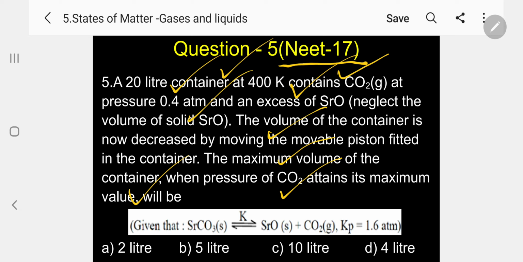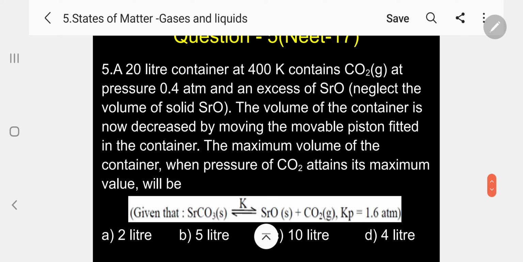So they have given a stoichiometric equation for that. Strontium carbonate solid, on decomposition, gives strontium oxide solid and carbon dioxide gas. Kp is 1.6 atmosphere. That is, the equilibrium constant is given as 1.6 atmosphere. Options are A equal to 2 liters, B equal to 5 liters, C equal to 10 liters, and D equal to 4 liters.